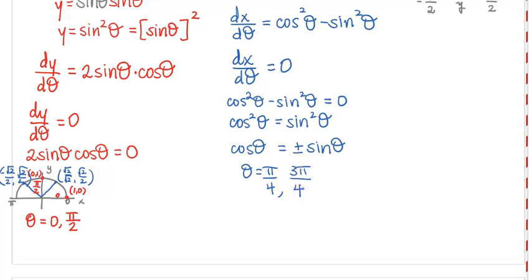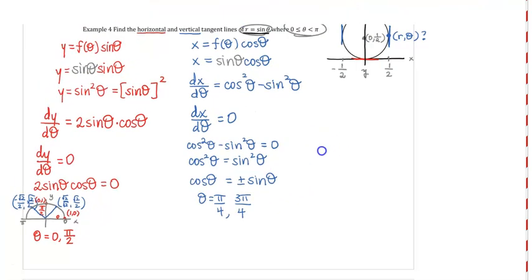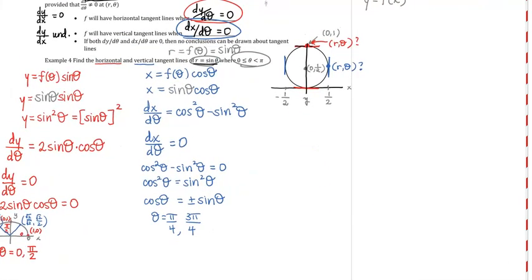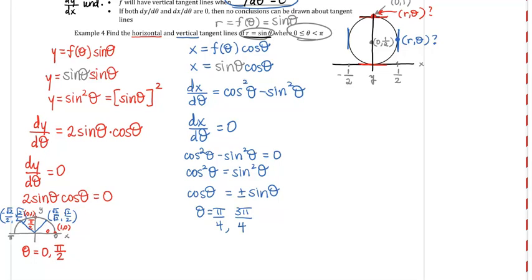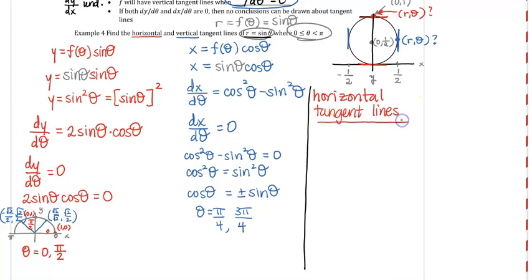So we have found 4 angles, which is good because we know from what the graph of r equals sine theta looks like that we're looking for 4 different points where we have these horizontal and vertical tangent lines. So now let's go find the corresponding r values so we can finalize what these 4 points are. In conclusion, we know that we have horizontal tangent lines when theta is equal to 0 and when theta is equal to pi over 2.